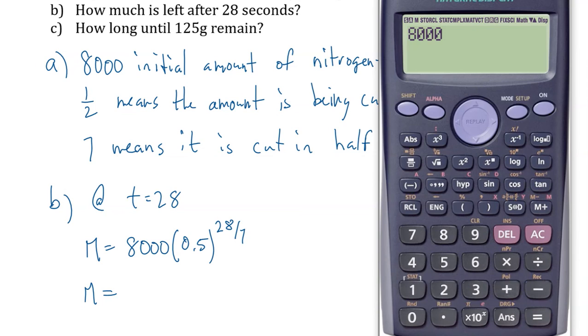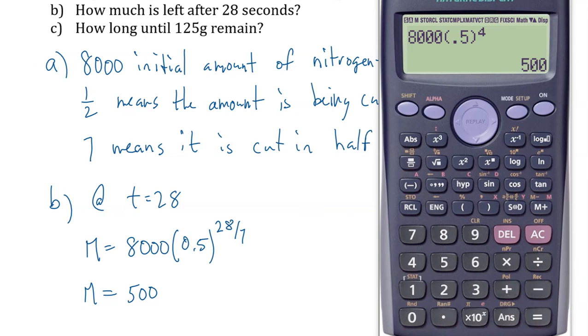So 8,000 bracket 0.5 to the 28 over 7, that's 4. So 500. We started at 8,000. 28 seconds later, but every 7 seconds, watch this folks, this is kind of interesting. Every 7 seconds it's cut in half. 28 seconds is 4 intervals of 7 seconds. So it's being cut in half 4 times. Right? Does that make sense?